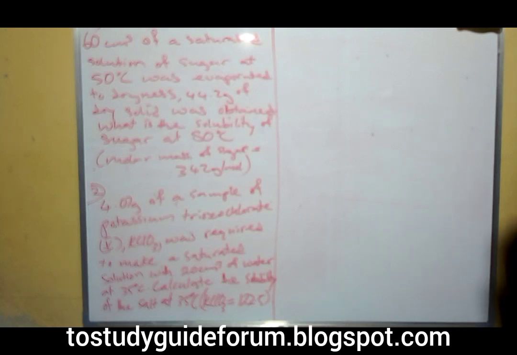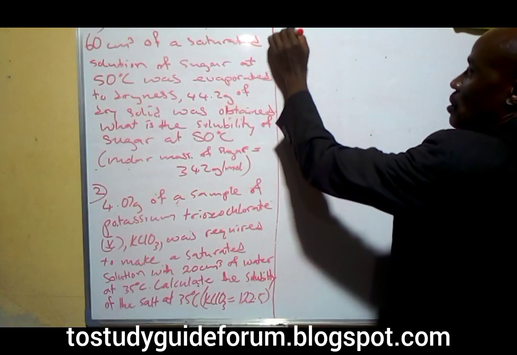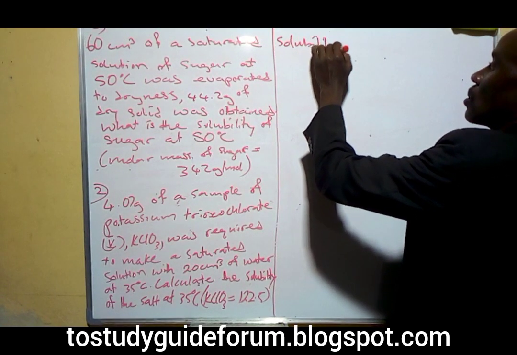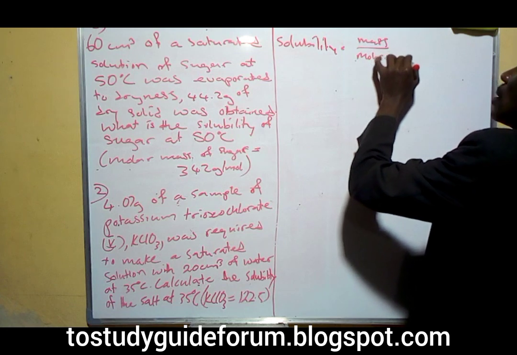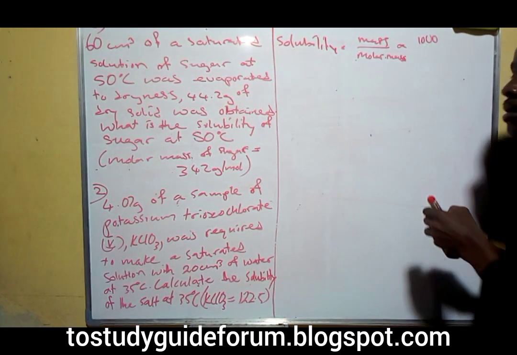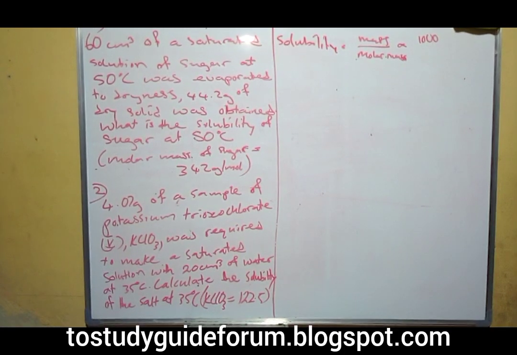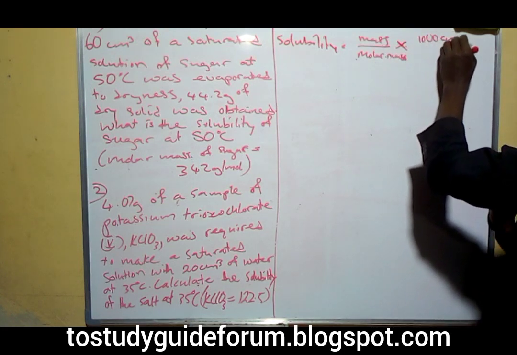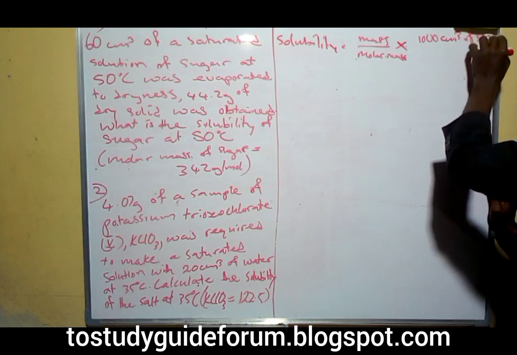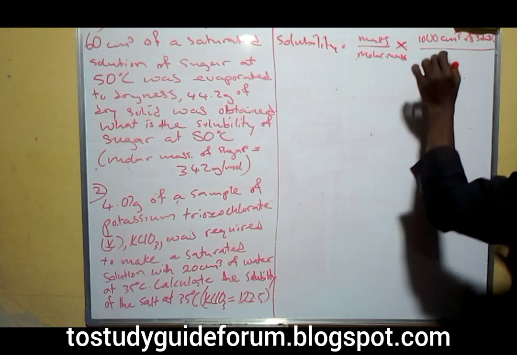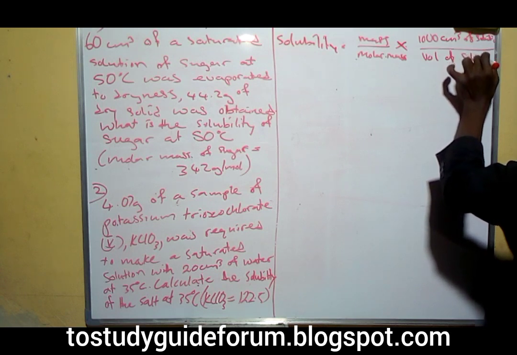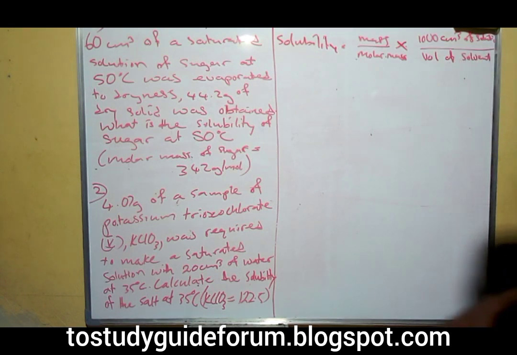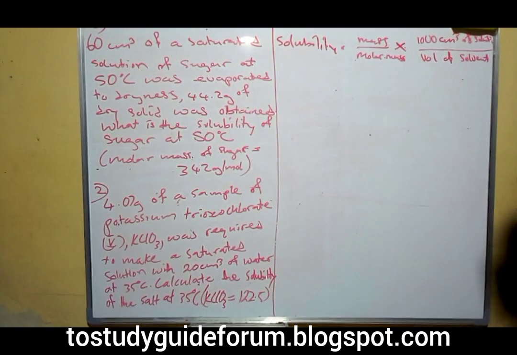So now going back to our formula, the formula we have there is that solubility is what? Mass over molar mass times 1000 cm cube of solution, all over the volume of the solvent, also the solution, depending on the volume given to us here, just like what we have here is a 60 cm cube.